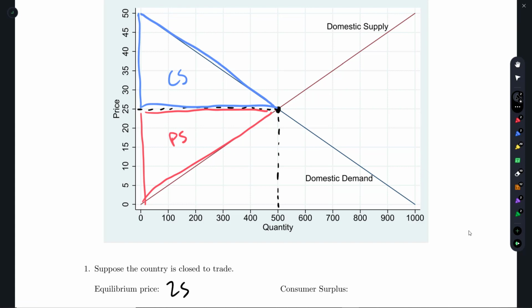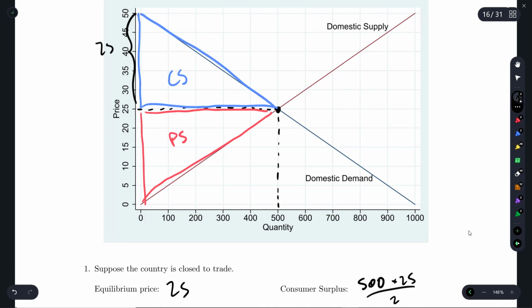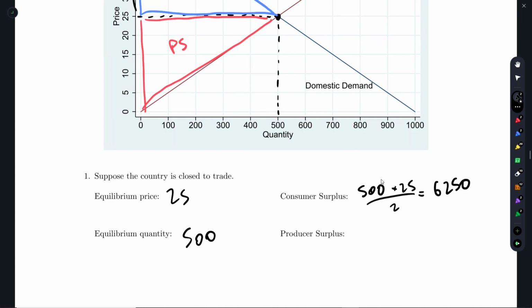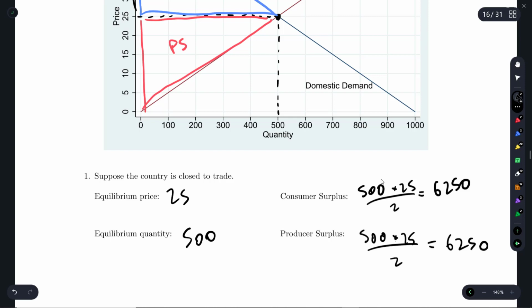For consumer surplus, base is 500, and height is 50 minus 25, which is 25. Divide that by 2, that comes out to 6250. For the producer surplus, we can see that the base is also 500 and the height is 25. Divided by 2, that's also going to be 6250.